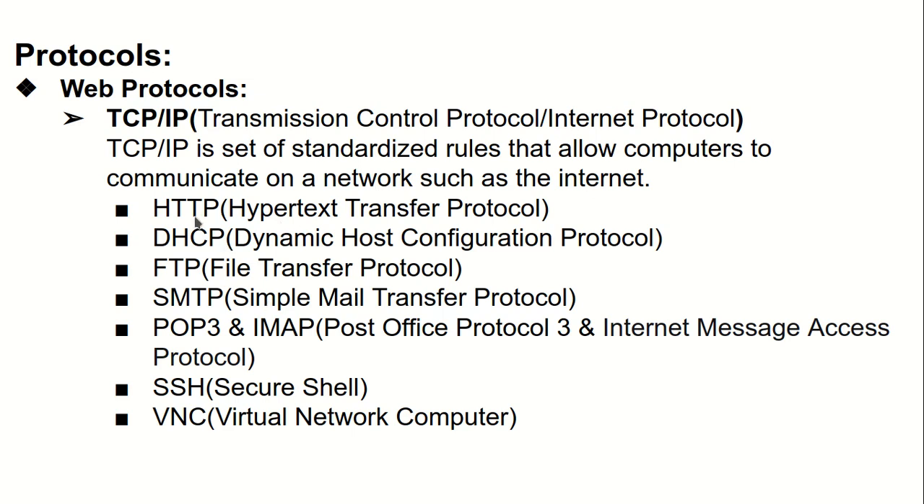The first one is HTTP, the hypertext transfer protocol. This is commonly used in the browser. DHCP, Dynamic Host Configuration Protocol, is used to assign local IP addresses to the devices. We have seen that previously in the videos. Now FTP comes into the picture, and FTP is the file transfer protocol. It will handle the file transfer. But it is not used nowadays; its functionality is used in HTTP also.